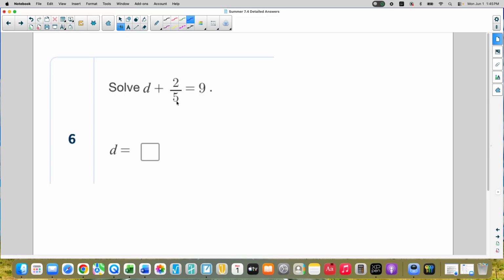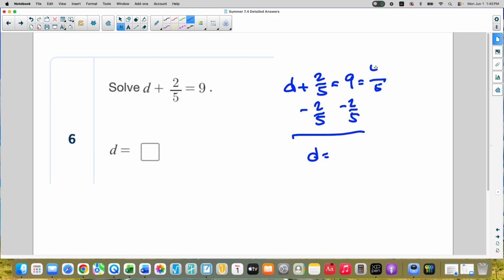Now we're back to equations. We have the equation d plus 2/5 equals 9. What's happening to the variable? 2/5 is being added. The inverse is subtracting 2/5. So we get d equals, we're going to turn 9 into fifths. There are 45 fifths in 9, and minus 2/5 gives us 43 fifths. So d equals 43 fifths. That should be pretty good.